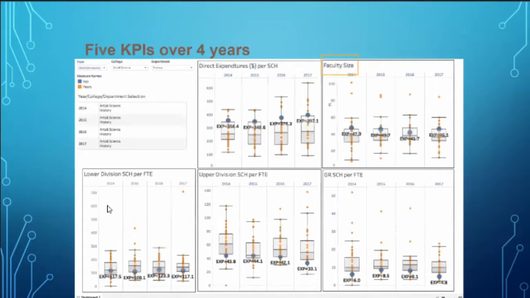Its cost is consistently at or above the 75th percentile, and their teaching is at or below the median, and in fact, in upper division student credit hours and graduate student credit hours, they're below the 25th percentile. So this example of a history department would likely need to be trying to increase their teaching relative to their peer group.